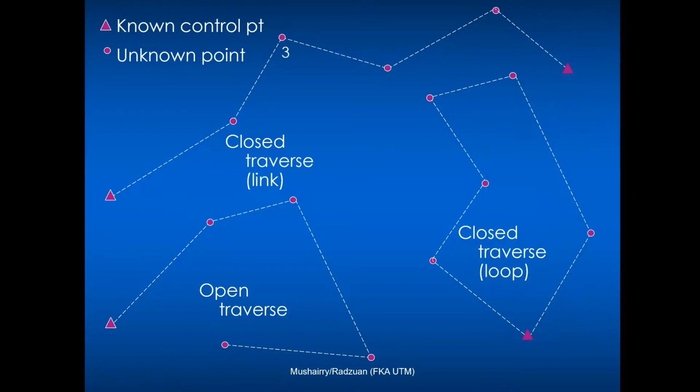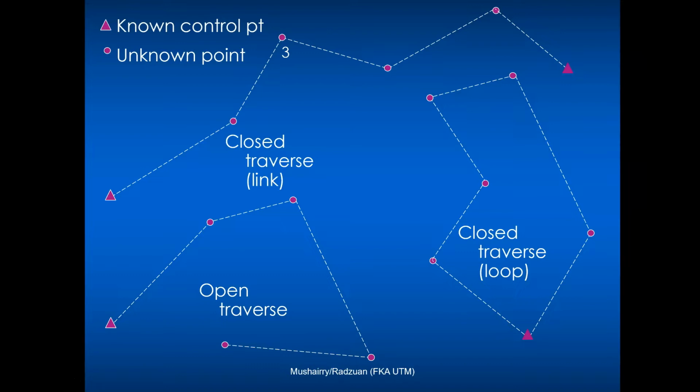We talk about traverse. We talk about what we need to measure, bearings and angle distance measurement. And if you remember earlier, I was talking about closed and open traverse. This slide just shows you an example of a closed traverse.